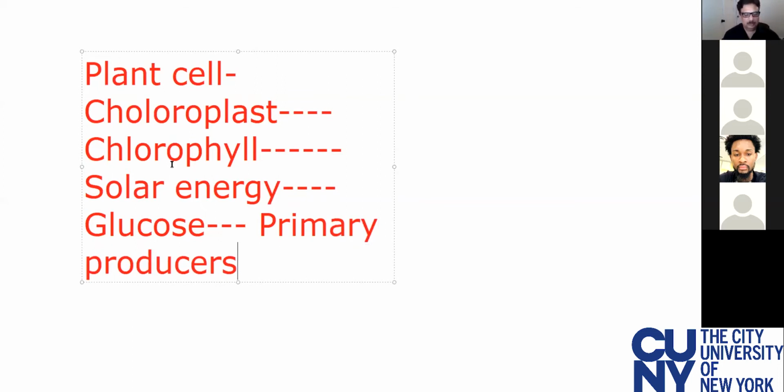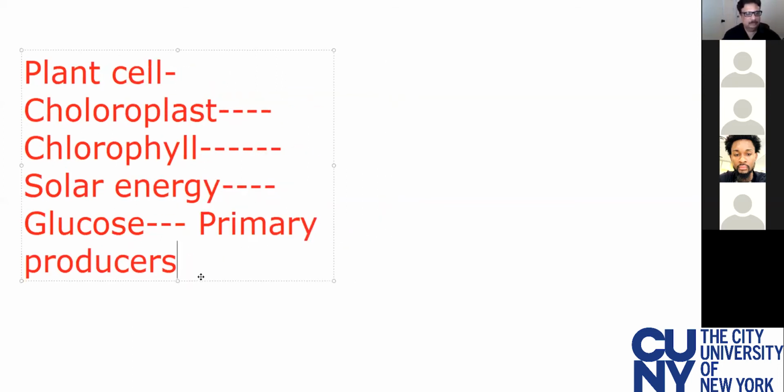So this is the typical characteristic of plants. They are primary producers, because they have chloroplast. They have the pigment chlorophyll that can get activated by sunlight, and there's a biochemical process which can convert carbon dioxide and water, with solar energy, into glucose.